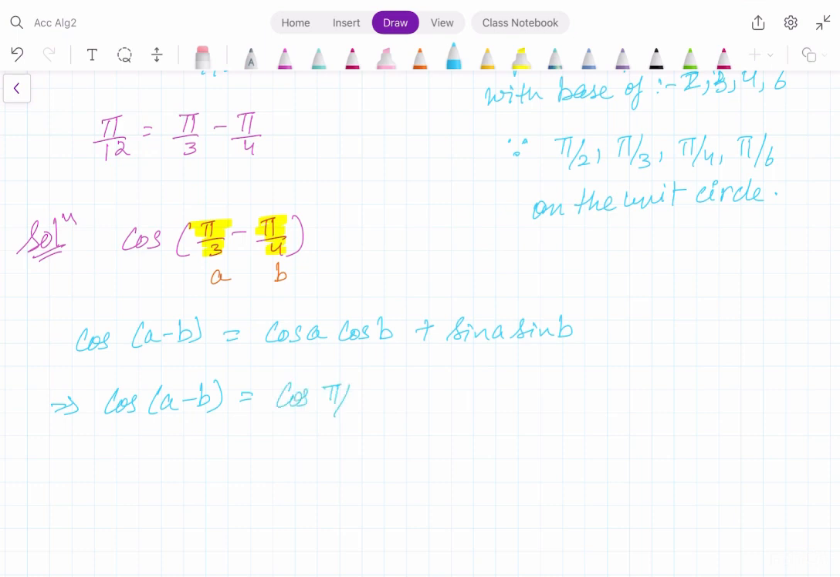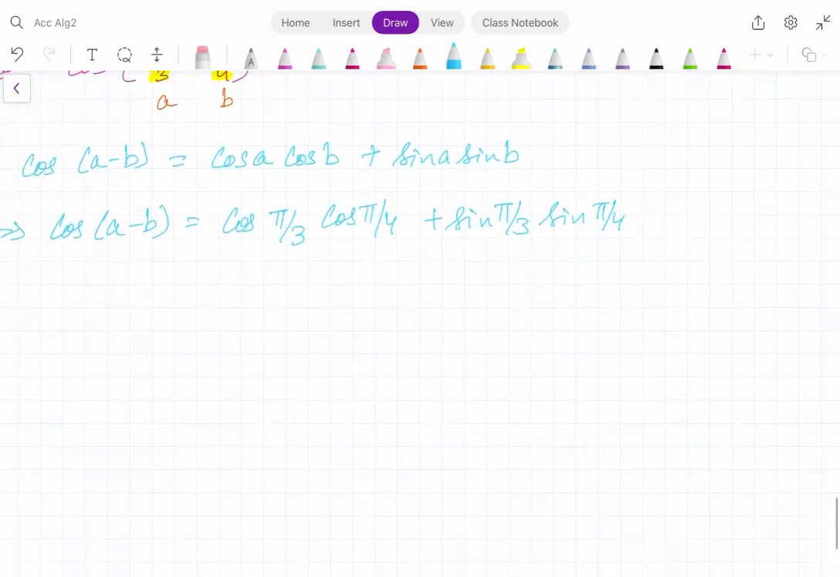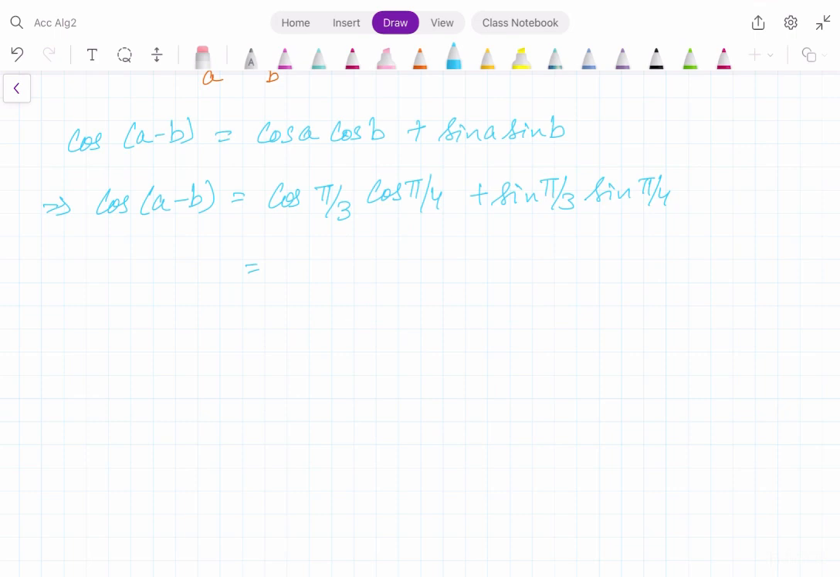So what is cos of pi thirds, then cos of pi fourths, plus sine of pi thirds times sine of pi fourths. So on the unit circle, that's why unit circle is very, very important. And you don't have to memorize it. It's just the first quadrant that you need to understand. So these will be the values. And if we clean it up, simplify it, we will get radical 2 plus radical 6 divided by 4.